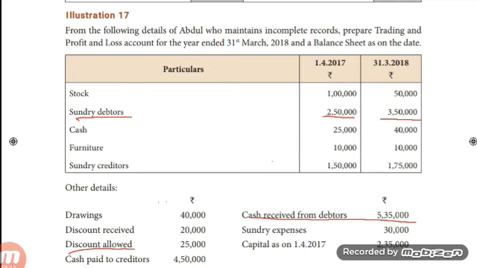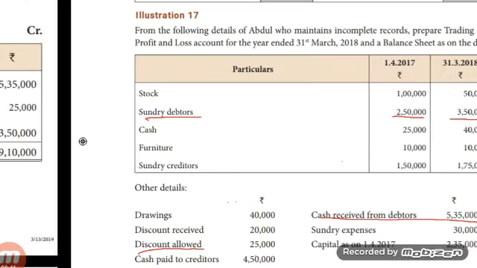Okay, children, let me say once more. First enter the opening balance as to balance brought down, amount 2,50,000. Then all items on the opposite side. By discount allowed 25,000. By cash received from debtors 5,35,000. Then closing balance as by balance carried down 3,50,000. Now we entered all items in the debtors account. Then find the balance. The balancing figure is credit sales.